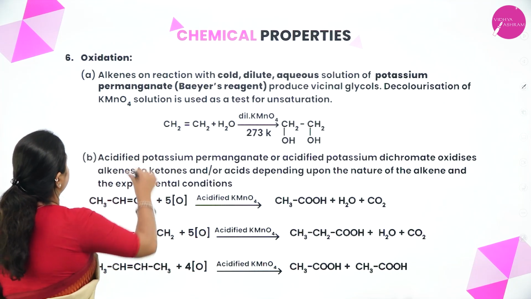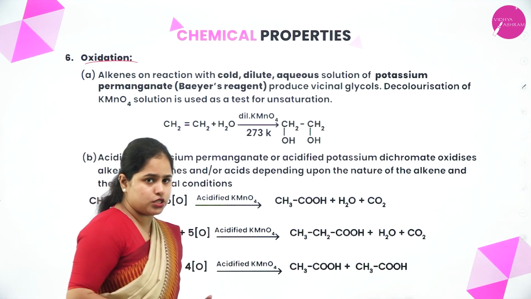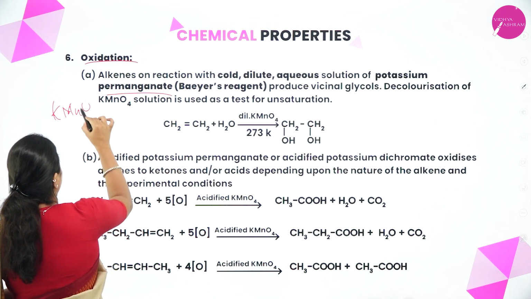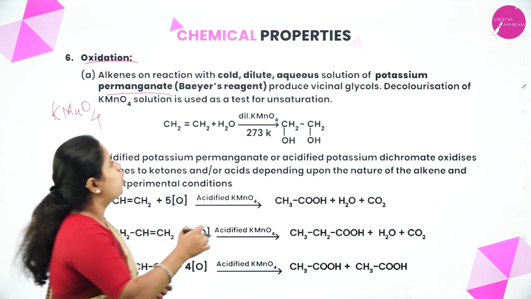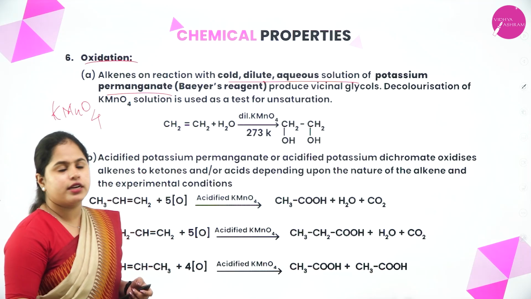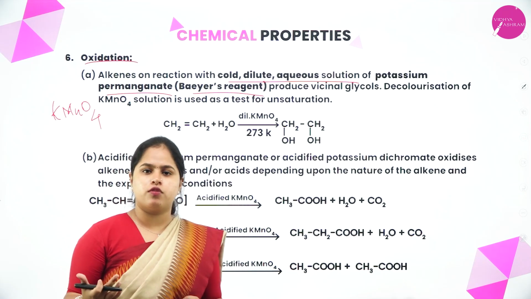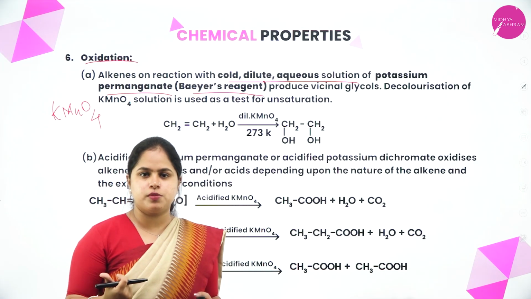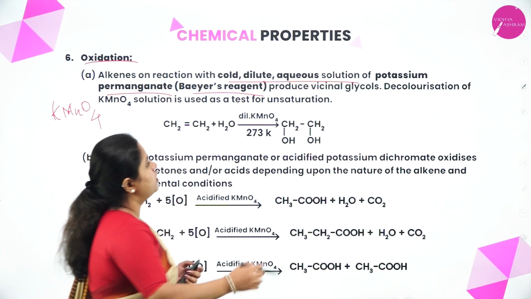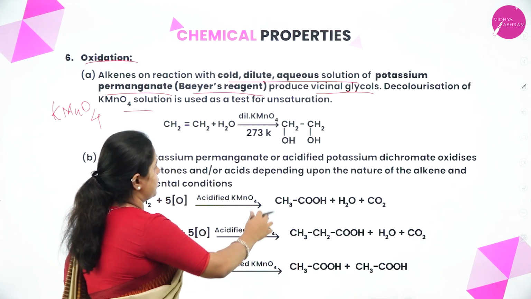Now moving on to the next one, that is oxidation. Alkenes on reaction with cold dilute aqueous solution of potassium permanganate. Potassium permanganate is KMnO4. So the name for this particular reagent is Baeyer's reagent. It is important to know what Baeyer's reagent is. You can get it for 1 mark as well. What is Baeyer's reagent? You should know it is cold dilute aqueous solution of potassium permanganate, which produces vicinal glycols, and decolorization of KMnO4 solution is used as a test for unsaturation.